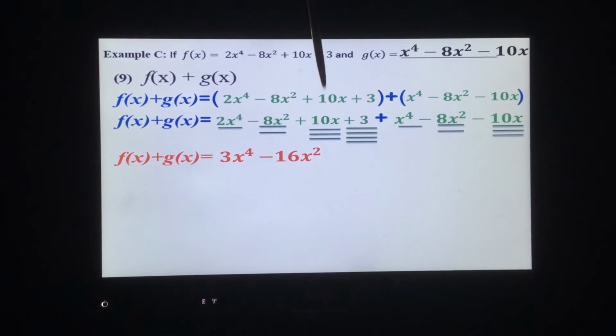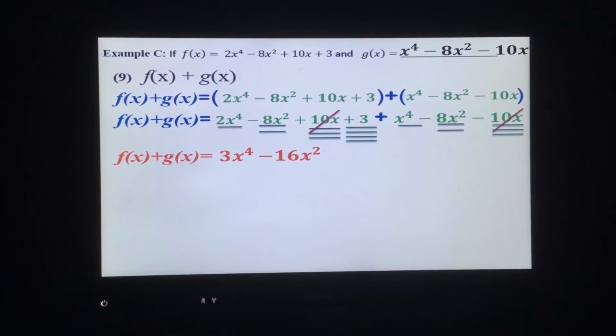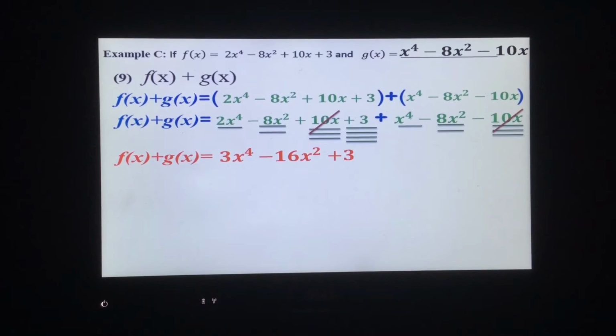And then these two will cancel because they are opposite signs. One's a positive, one's a negative. All right, so they're going to cancel. You don't even have to write any x's. And then we have 3, which again doesn't combine with anything, so it's just going to come down. So we wind up with this trinomial. All right, we're going to do number 10 together.